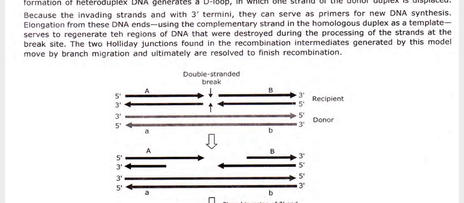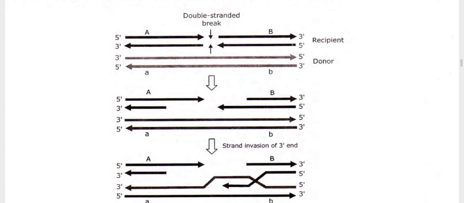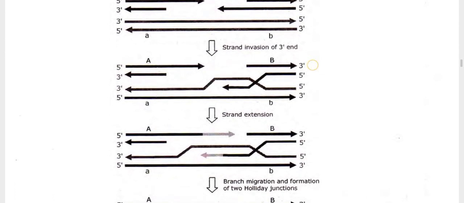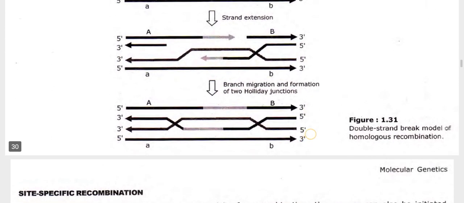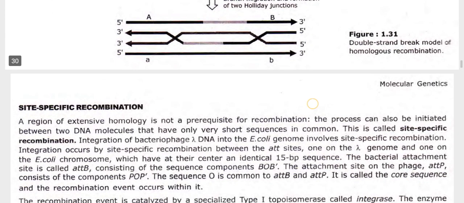The two Holliday junctions found in the recombination intermediates generated by this model move by branch migration and ultimately are resolved to finish recombination. So: double stranded break, recipient and donor, strand invasion of 3' ends and strand extension, then branch migration and formation of two Holliday junctions. This is the double stranded break model of homologous recombination.